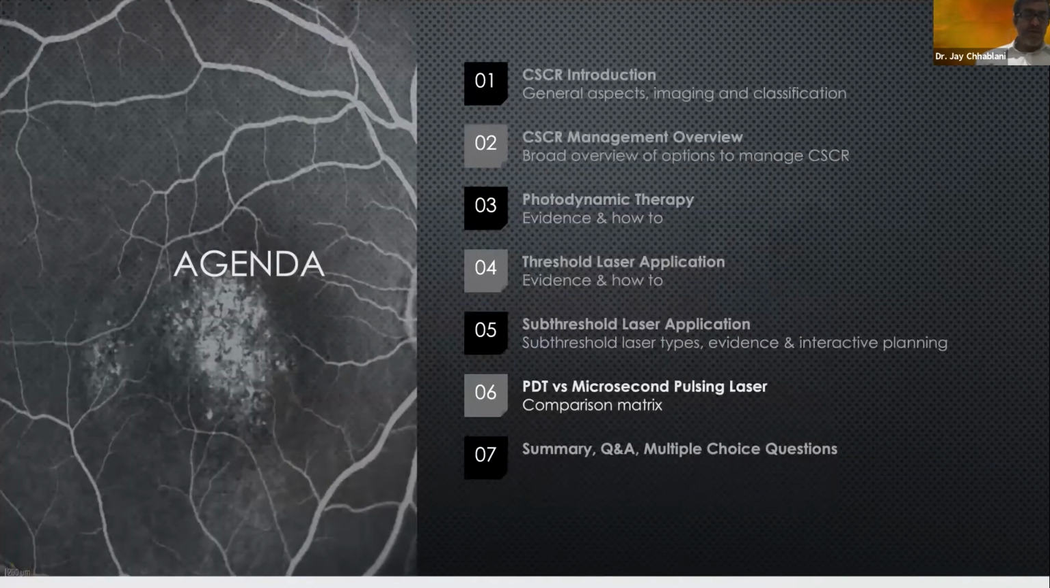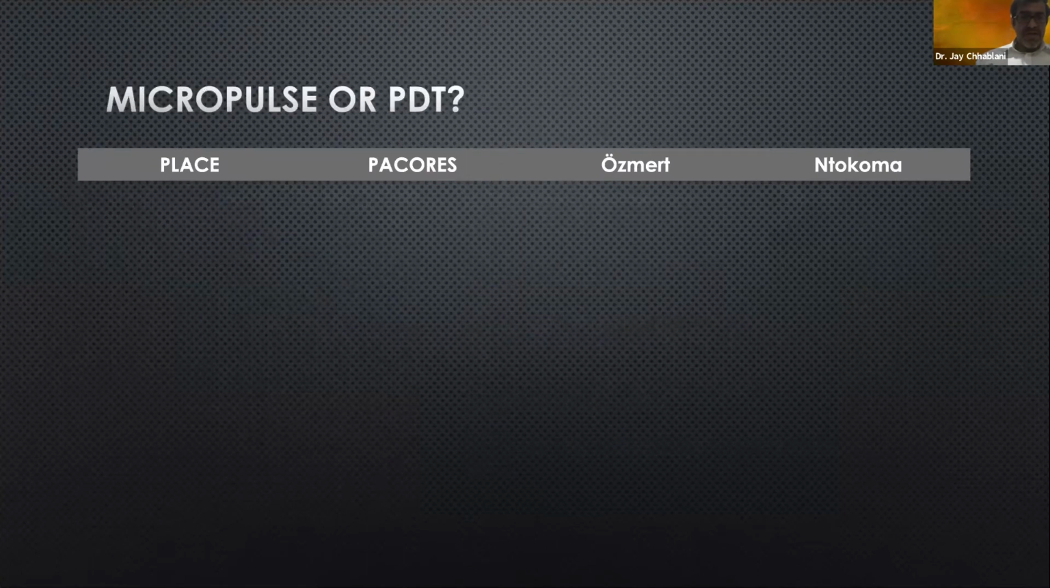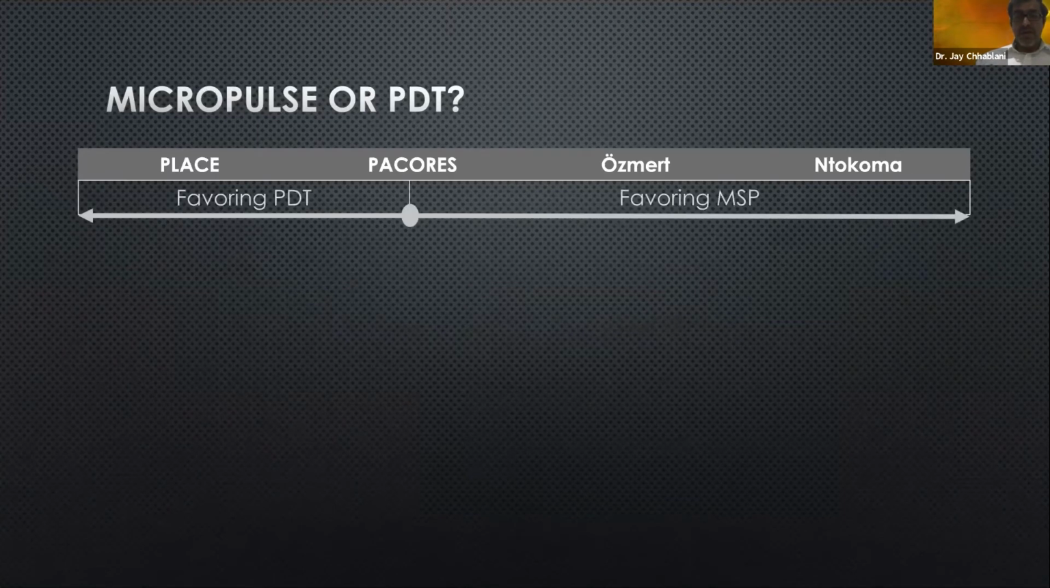So let's move on to one of the most important parts of this session, which is comparing PDT versus micropulse laser. So this is one of the tables which I made just to show you all what studies have been done to compare micropulse or PDT. So there are 4 studies so far. The one which favors PDT is the PLACE study primarily, and favoring a micropulse laser is pretty much in PECORS and OSMART and one of our papers long ago.